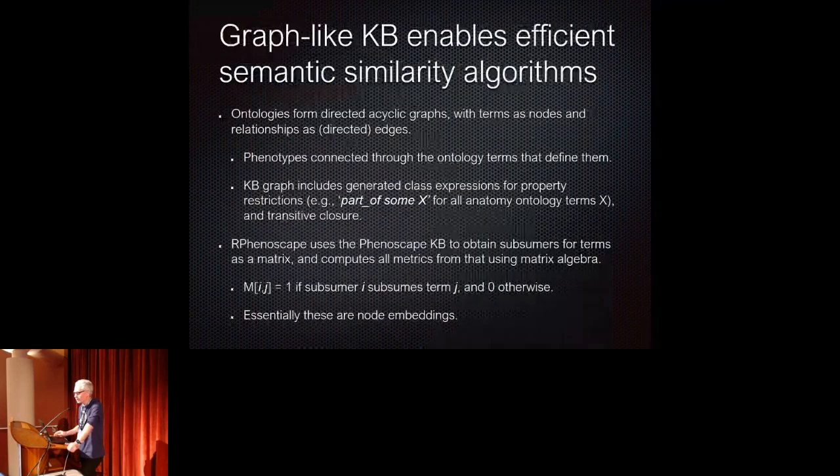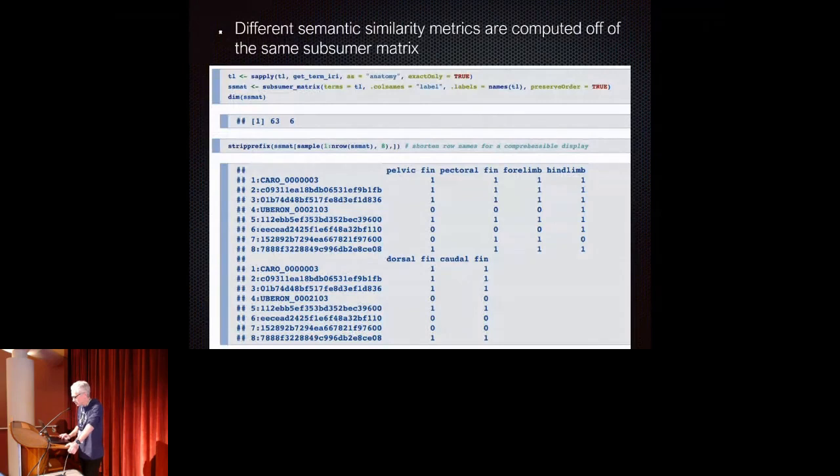So how does this work under the hood? It actually uses a very computationally efficient data structure that we call a subsumer matrix that essentially creates a node embedding, if you will, using the subsumers for a given set of terms that you want to compute the semantic similarity across. And so how does this look? Just as an example, right? This is just a long list of subsumers you have as the rows, and then there's a one if the row term subsumes the column term and zero otherwise, right?